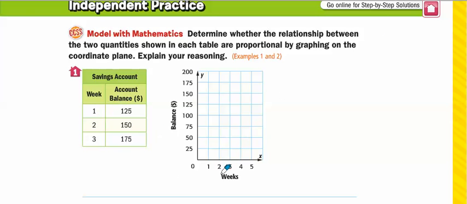So we'll go week 1, weeks are on our x-axis, so we'll go to week 1, and the account balance was $125, so we'll go all the way up to $125 and put a dot right there. For week 2, it was $150, so we'll go over to week 2 and up to $150. And then for week 3 it was $175, so we'll come over to week 3, go up to $175. And since those are the 3 points, we can go ahead and draw a line through them. It's not a very straight line, but you get the idea.